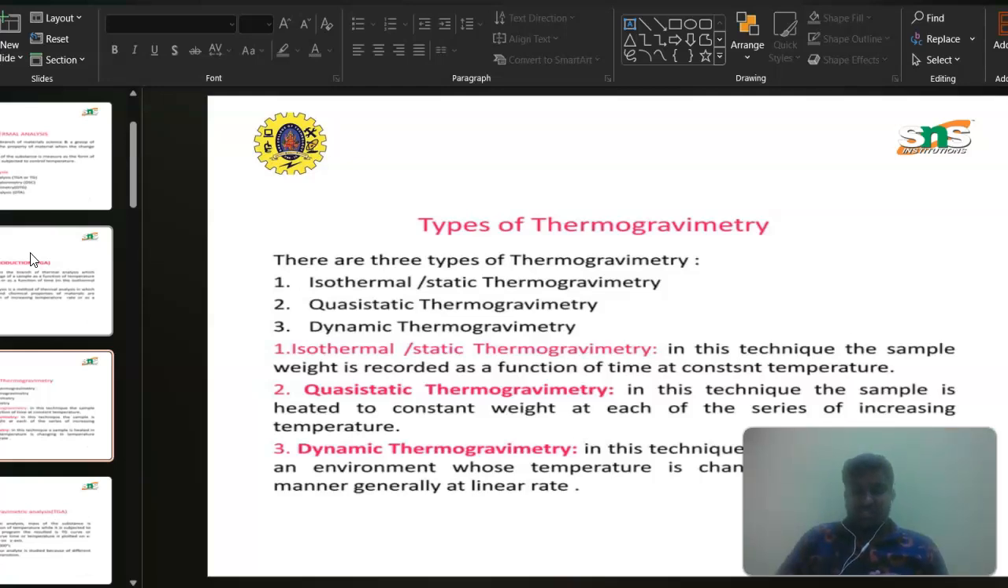Next, we will see the quasi-static thermogravimetry. In this technique, the sample is heated to constant weight at each of a series of increasing temperatures. Next, we see the dynamic thermogravimetry. In this technique, a sample is heated in an environment whose temperature is changing in a predetermined manner, generally at a linear rate.